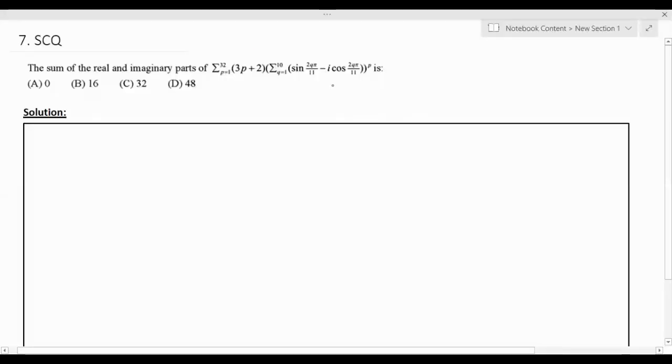Okay, so please try this problem and come back for the solution. Okay, this is a very interesting problem. Okay, let's proceed. Now, what do we have here?